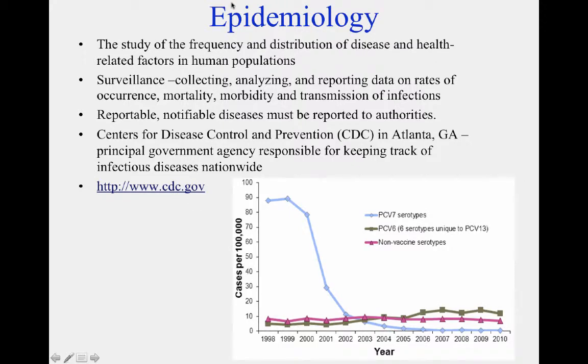Now, there are a set of scientists that we call epidemiologists that will study the frequency and distribution of both infectious and chronic diseases, and they will work to collect, analyze, and report data on specific measurements such as the occurrence, the mortality rates, morbidity, how they're transmitted, and all of this information is required to be reported to the hub of infectious disease, which is the CDC. So Centers for Disease Control in Atlanta, Georgia.